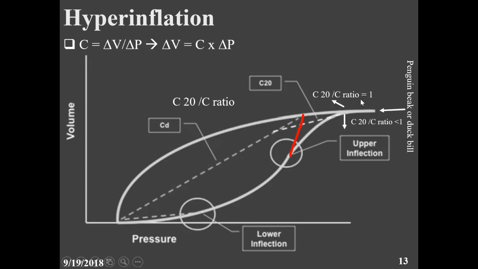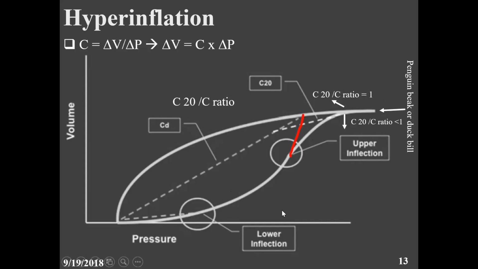If the C20, which is the remaining last 20% of the lung, over the whole lung is equal to 1, then this is overdistension. That means the last 20% of the inflation is equal to the whole lung, and that's overinflation. This always has to be less than 1. If it's less than 1, no overinflation. If it's more than 1, it's overinflation. The best is to have it at 0.5.